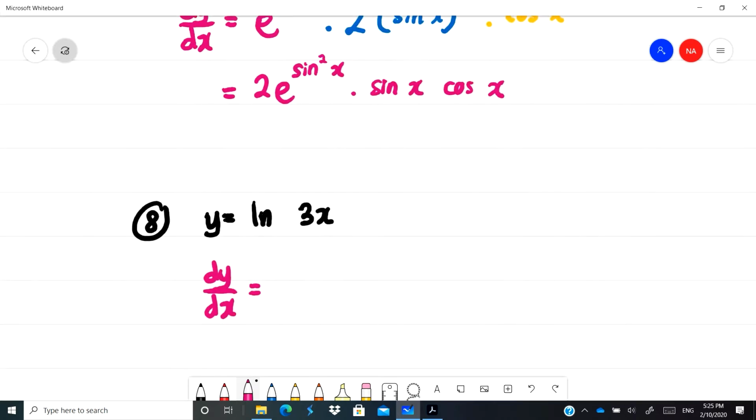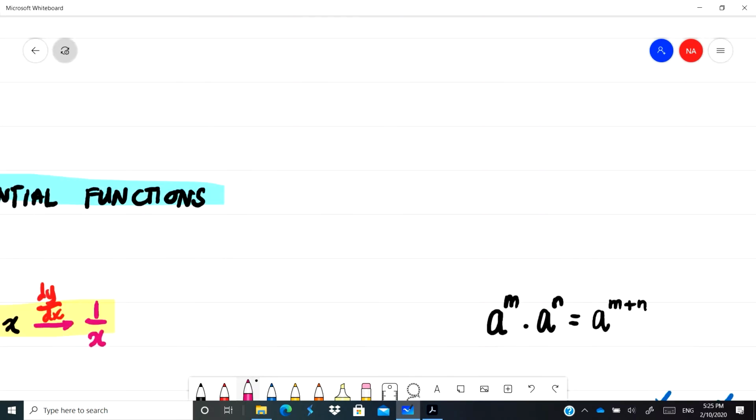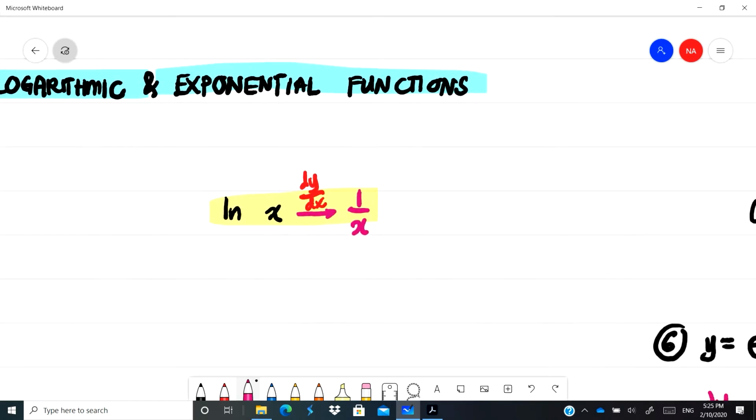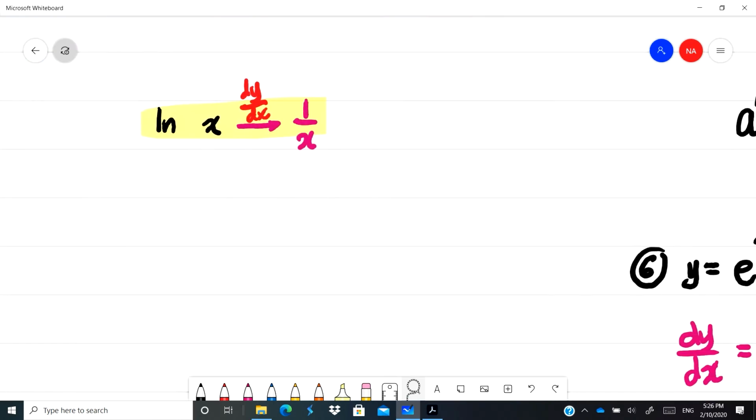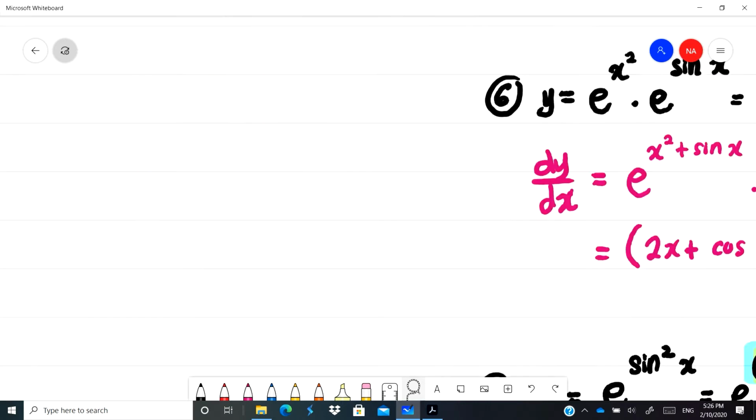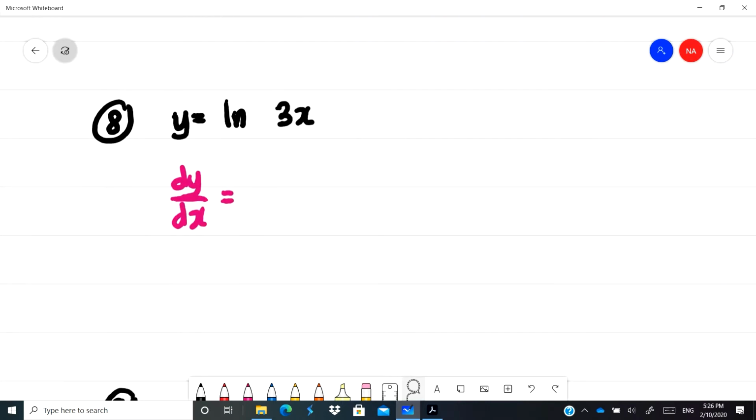So let's move to logarithmic function. Please take note that we are using this ln function here, where the base for the log is actually e. ln is actually log base e. Now when you differentiate ln x, it will give you 1 over x. So if you have ln 3x, firstly, if you have ln x, it will give you 1 over x. But now if it is ln 3x, you put 1 over 3x there.